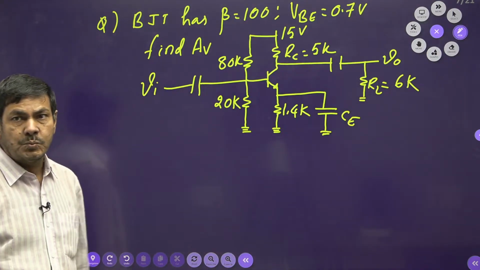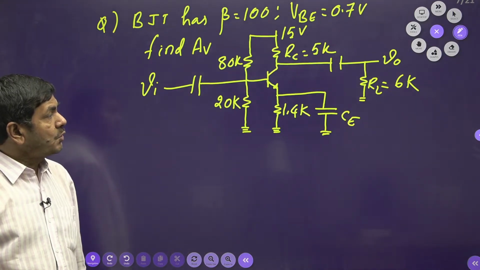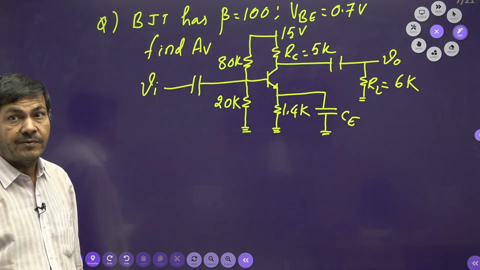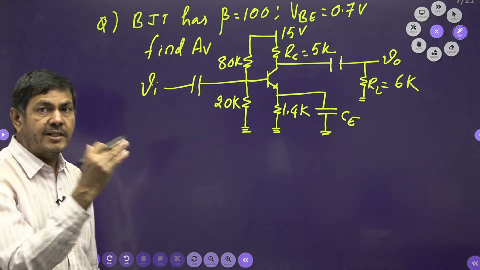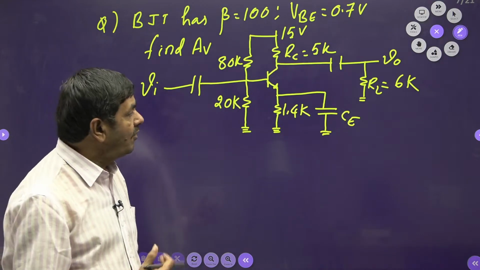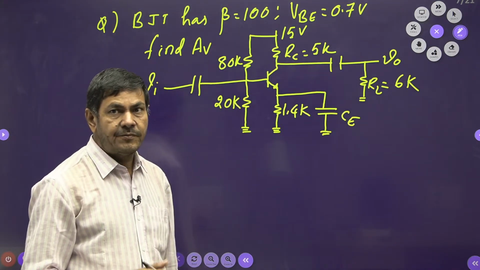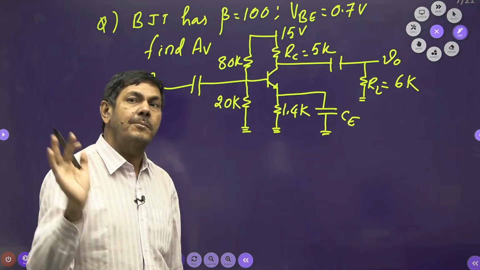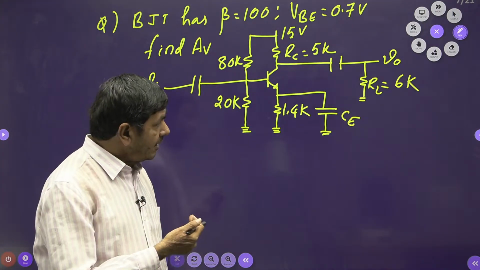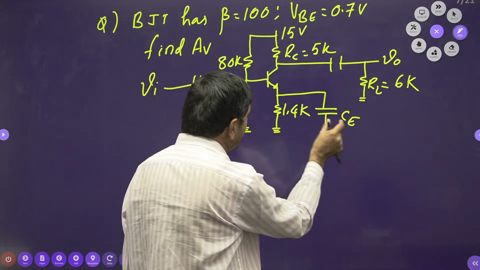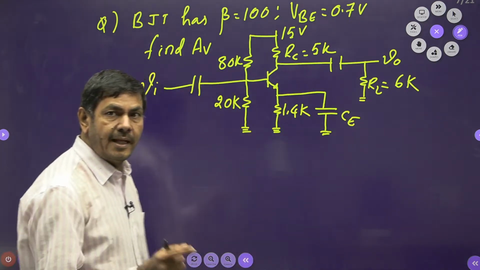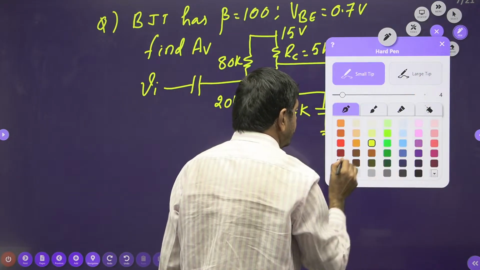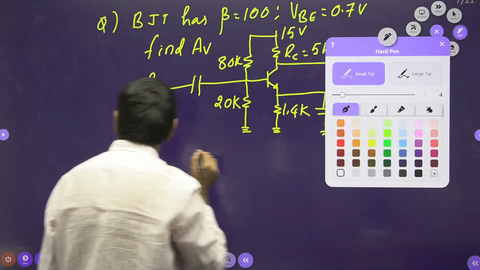What way can we do it? Once you know the formula for the given network, if you identify the type, then you can understand what formula you need to use. If you know the formula, you don't need to draw the AC equivalent circuit. Directly you can apply that formula. I derived already: when RE is parallel to CE, directly you can find the voltage gain by using this formula.